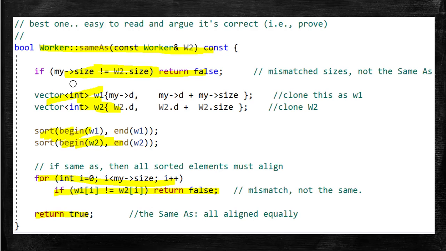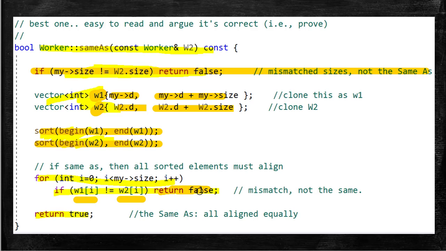Here's another way of doing it. Same as before, if they're not the same size, they're mismatched, not the same. What I could do is take my data and the other guy's data and make copies of both of them, worker 1 and worker 2's data, two copies. Put them in order, that is, sort both of them. And then look, if they're sorted and they're exactly the same, item 1 will equal item 1. Worker 1's item 1 will equal worker 2's item 1. If this is not the case, then right away I know there's a mismatch. Just get out of here.